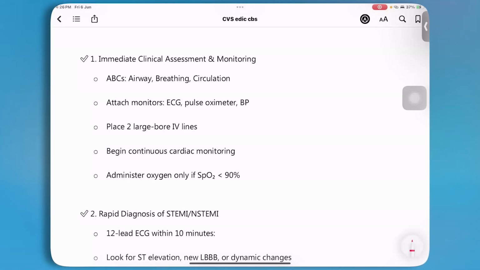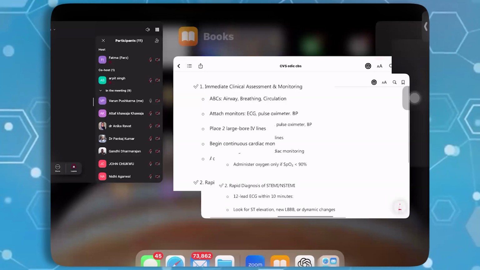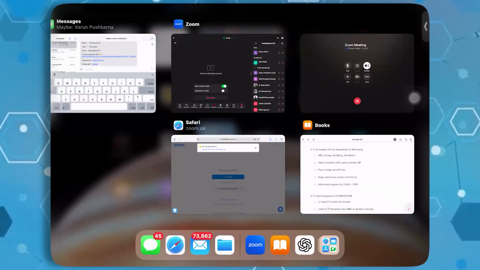The first priorities are, number one, to get your ABCs.